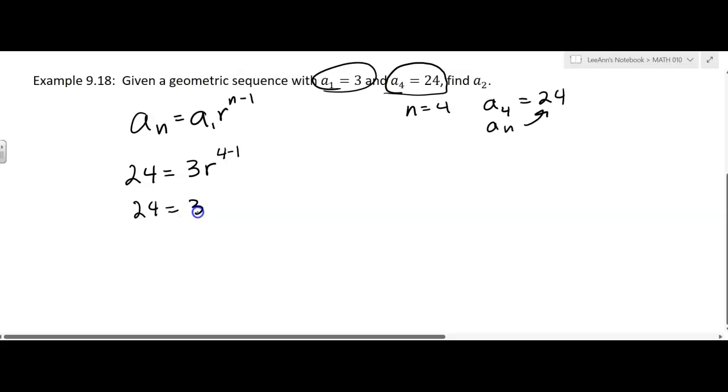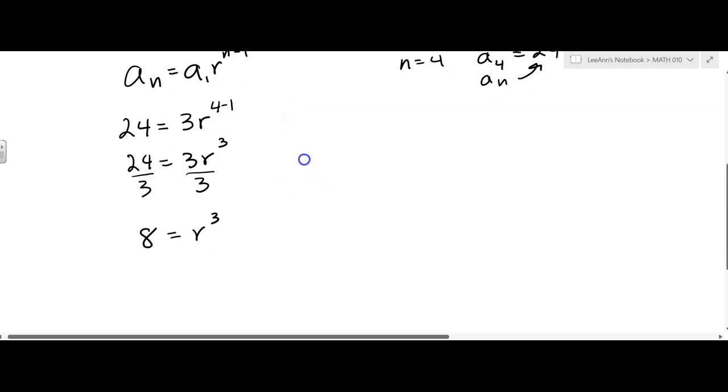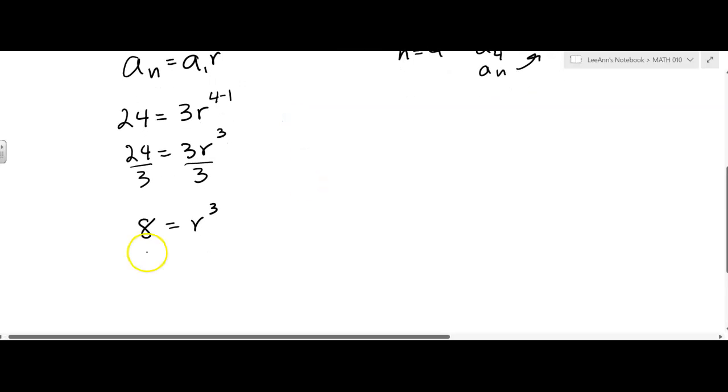24 equals 3r cubed. And then we're going to divide both sides by 3. This is how we would solve it. 8 equals r cubed. And you could say, well, I know that it's 2. Or you could say 8 is 2 cubed. Then you could use that idea because the exponents are the same, that r is 2.